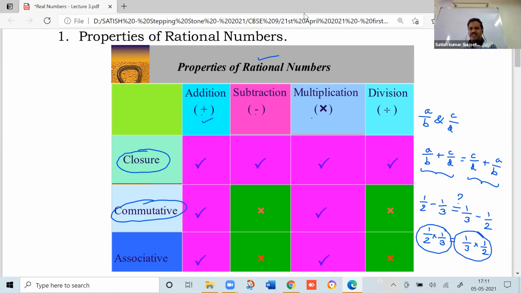Now, if you take non-zero rational numbers, what about division? Is 1/2 divided by 1/3 the same as 1/3 divided by 1/2? Are they the same? No, sir, they are not equal. That means rational numbers do not satisfy commutative property with respect to the operation division.